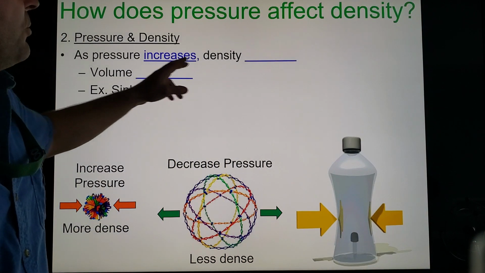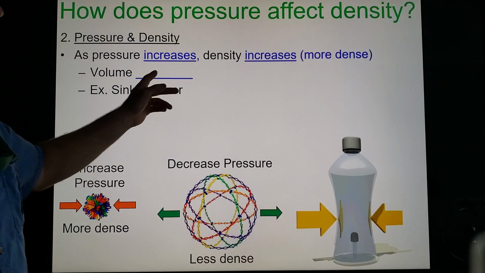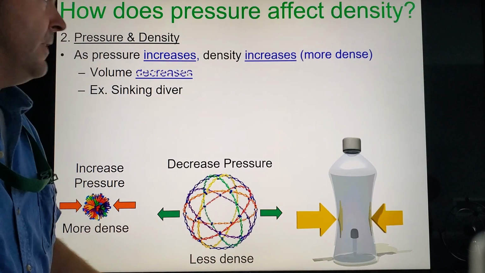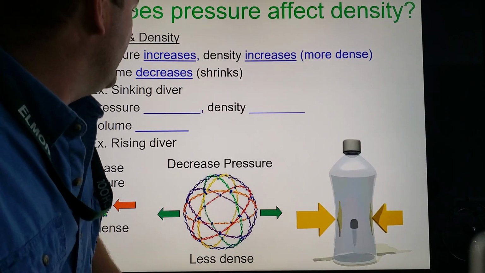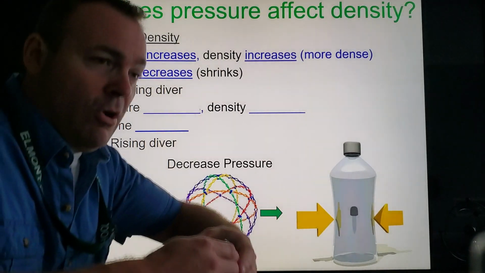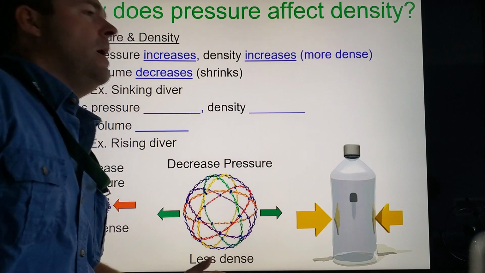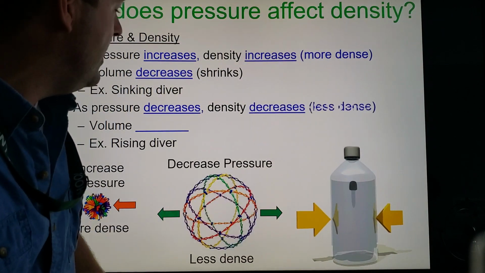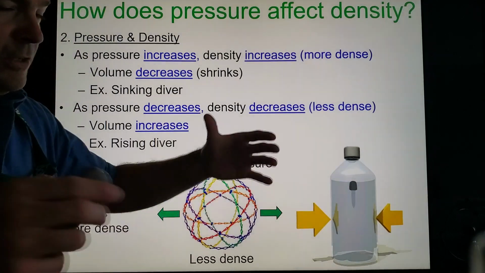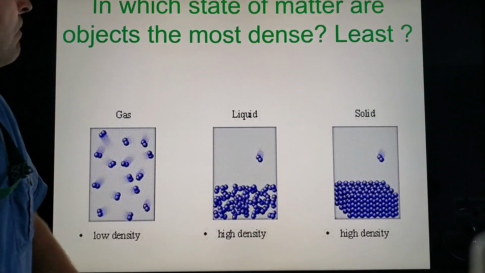As pressure increases, so does the density. They'll both increase. However, your volume is going to get smaller. Your volume will decrease. All right. Opposite of that, of course, if you let pressure off, boom, you allow it to expand like the hot air balloon, you will become less dense. So as pressure decreases, so does the density. And of course, the volume will expand. It will increase. Okay? All right.